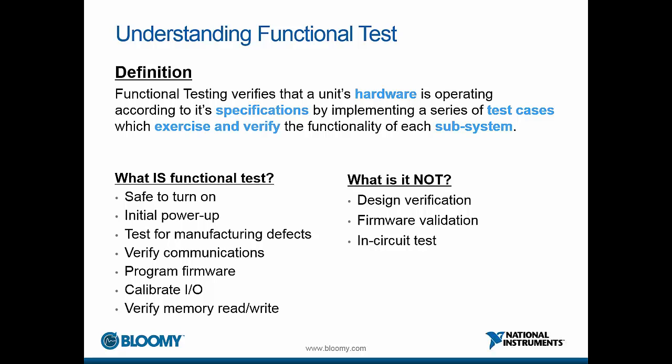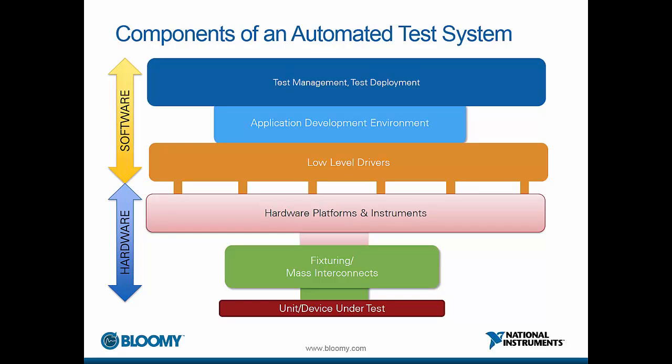Now that we understand what is meant by functional test, let's take a look at the components of an automated test system, which can be broken down into hardware and software. The hardware includes all instrumentation and computing required to test the unit, as well as the cabling and interconnects to route the signals. Low-level drivers are software code modules which are implemented to control each instrument. The test management application then strings together these drivers to create a test sequence unique to each unit under test.